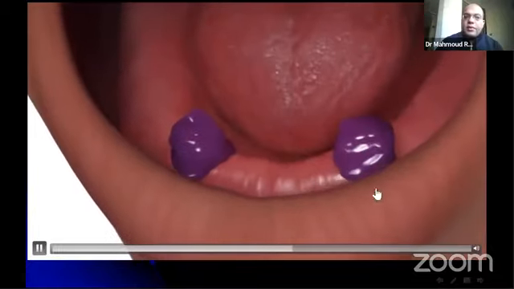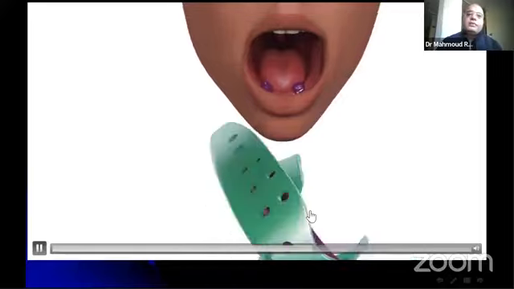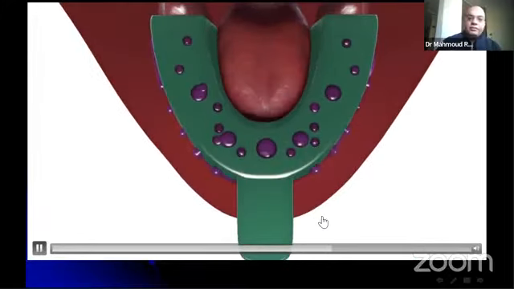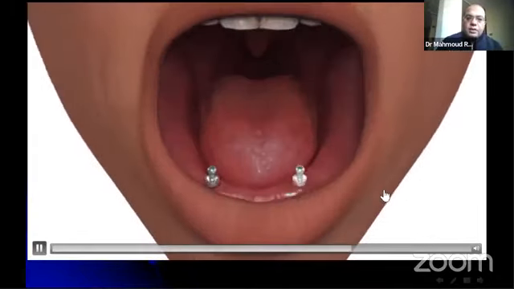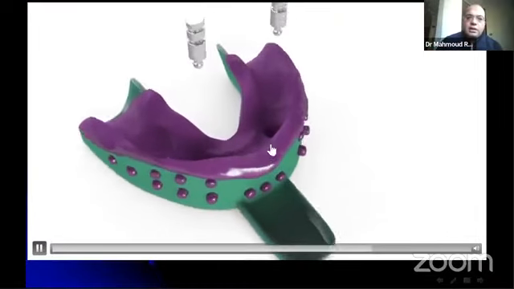Inject light rubber base around the implant, then medium rubber base. Load the impression tray with material and make the impression. Here we use a single tray with a double material. Once the impression material has set, remove the tray. Then we remove the tray from the patient's mouth. Insert ball abutment analogs into the impression.